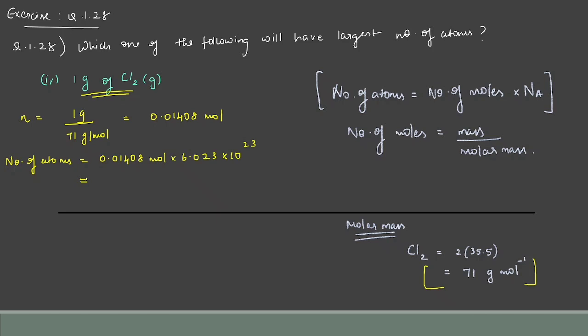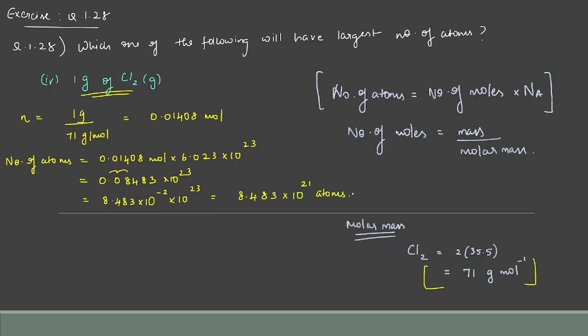The value is equal to 0.08483 into 10 power 23. Taking the decimal 2 steps to the right, it will be equal to 8.483 into 10 power minus 2 into 10 power 23, which is equal to 8.483 into 10 power 21.